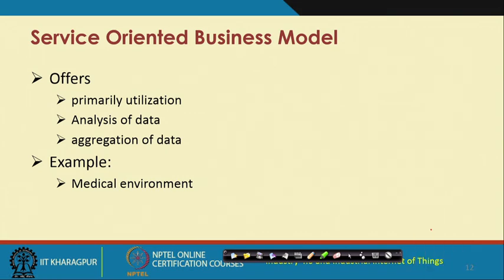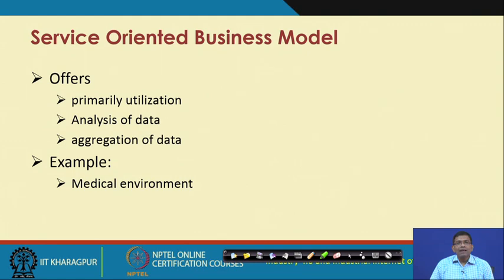The service oriented business model, it is all about services, service offerings such as the primary utilization, the data that is collected, analysis of the data, aggregation of the data etc. are very important in the service oriented business model. Examples are medical environments.